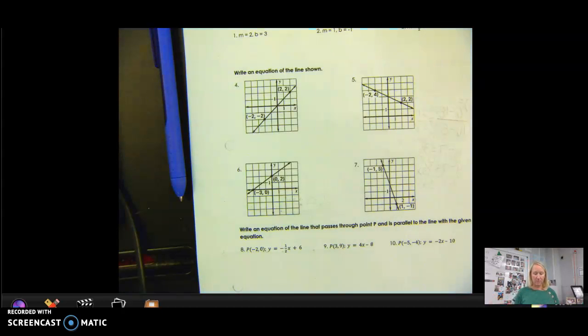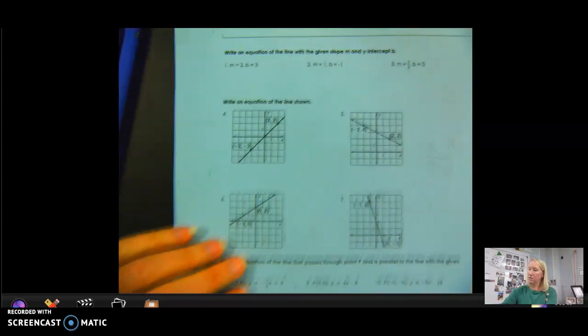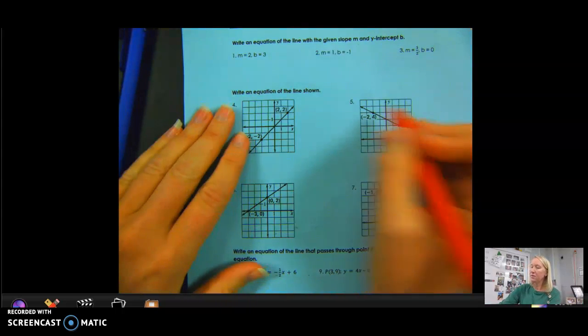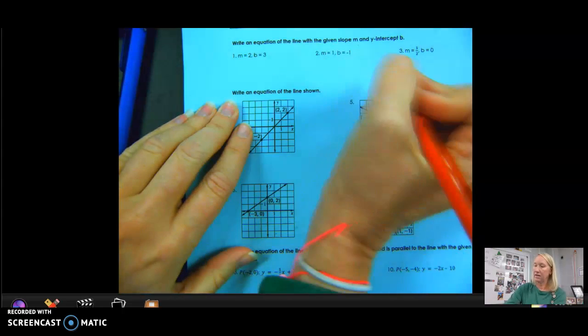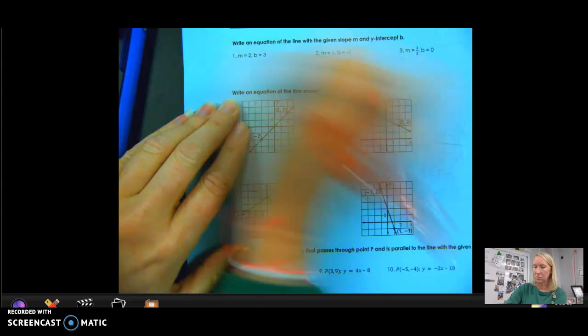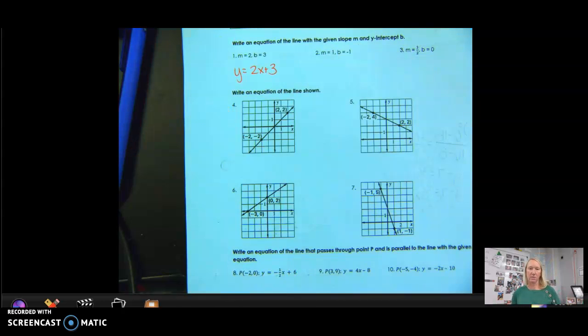I'm going to do a couple problems in each section, and then your work today is actually to finish these problems in these sections, okay? So number 1, write an equation of the line with the given slope and y-intercept of b. So this is just y equals 2x plus 3. So let's just put it in the correct spot.